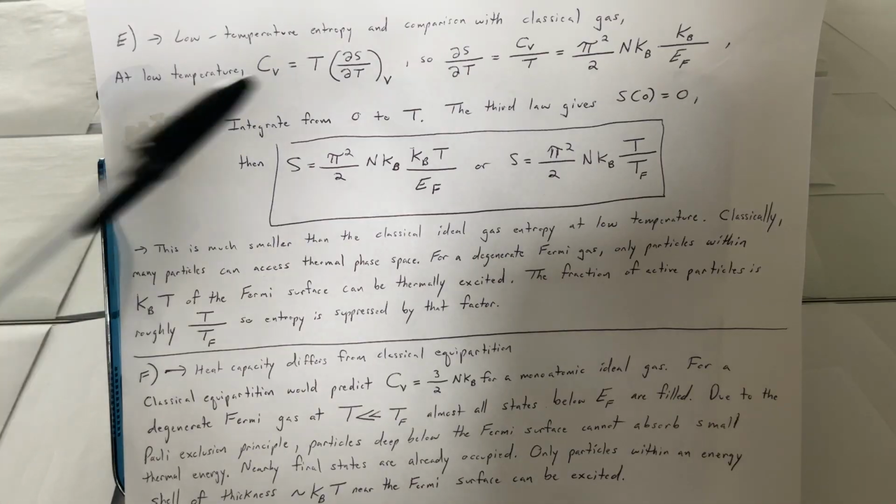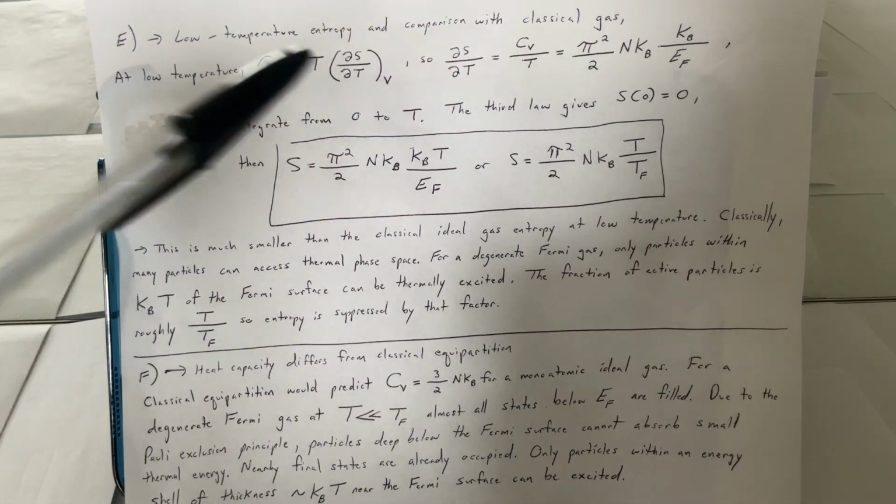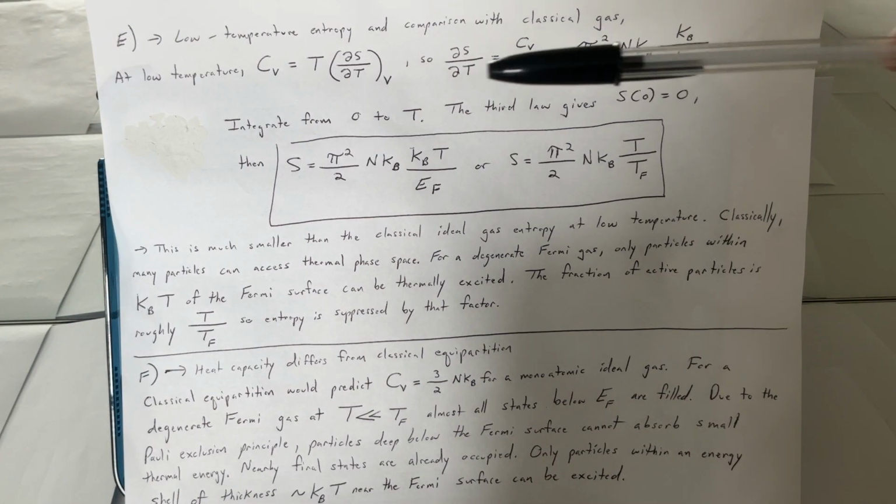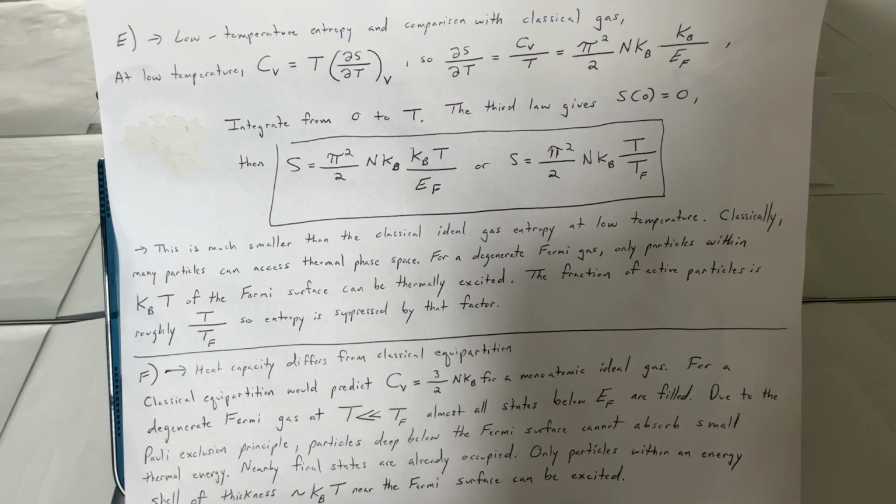At low temperature, C sub V equals T times the partial derivative of S with respect to T at V. So this partial derivative of S with respect to T equals C sub V over T equals (pi squared over 2) N k sub B times (1 over E sub F) times k sub B. So integrating from 0 to T, the third law gives S of 0 equals 0. Then what we're going to get is S equals (pi squared over 2) N k sub B times the quantity k sub B T over E sub F, or S equals (pi squared over 2) N k sub B times T over T sub F.